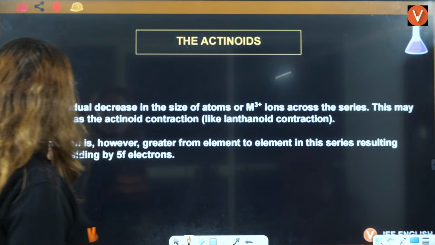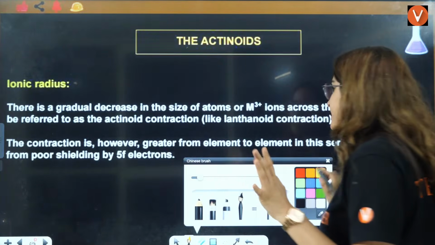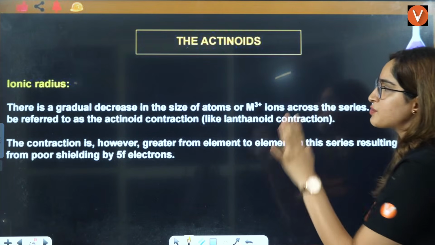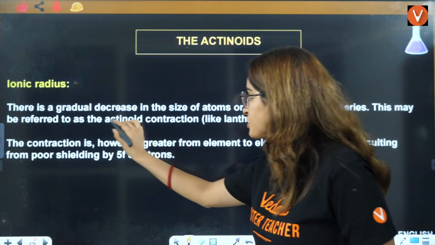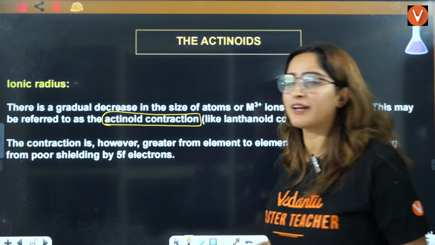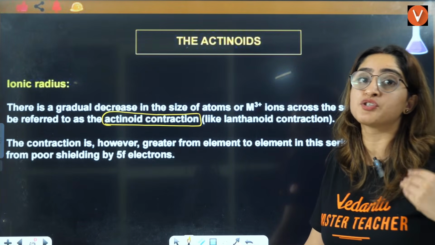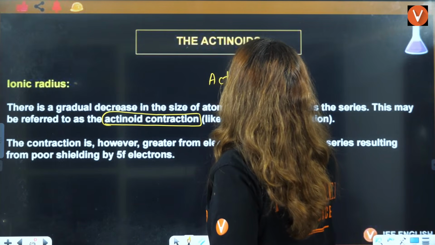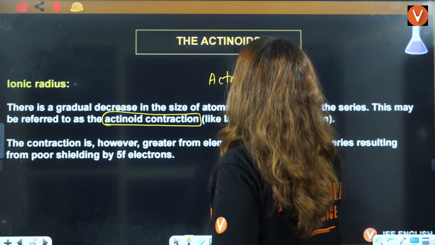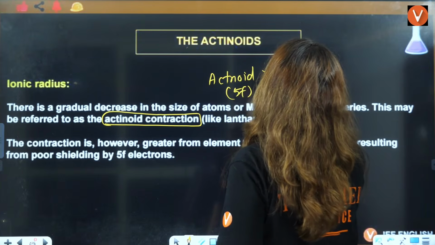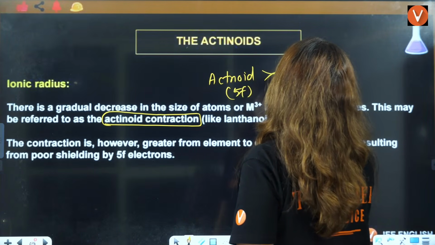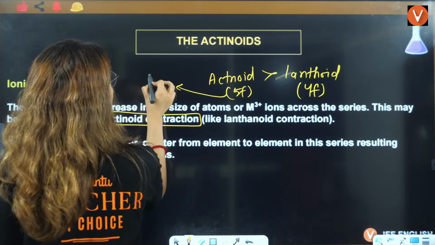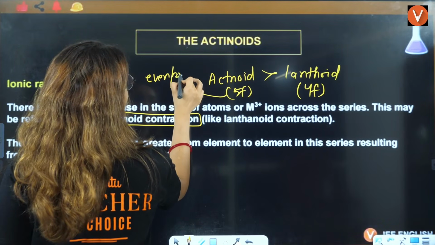Next, regarding ionic radii, there is a gradual decrease in size across the series. This may be referred to as actinoid contraction. Now, actinoid contraction and lanthanoid contraction, which is more? Actinoid contraction is due to 5f and lanthanoid contraction is due to 4f. Both have poor shielding effect, but 5f is even poorer.